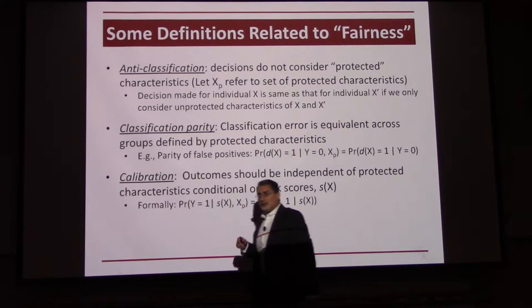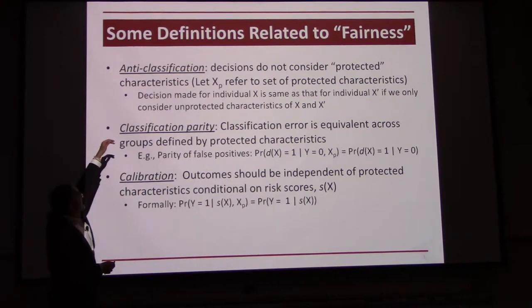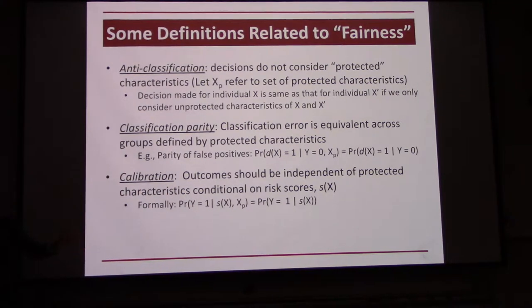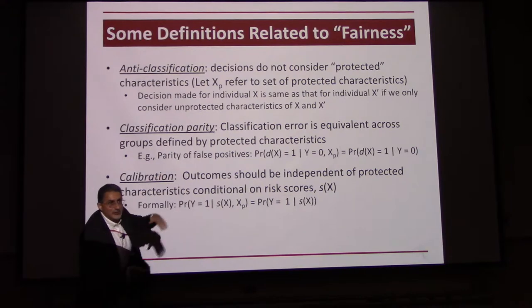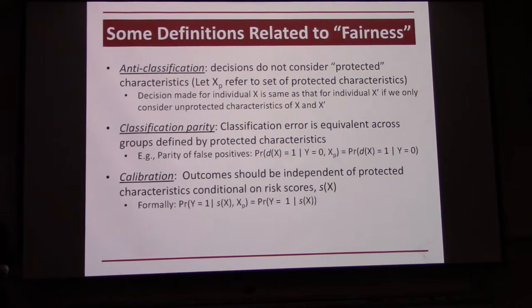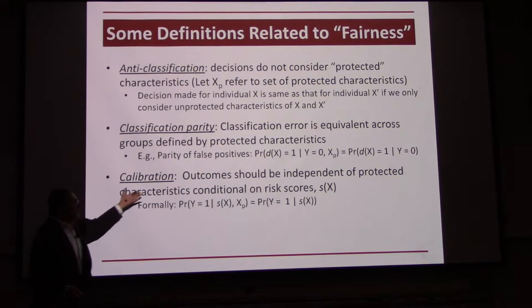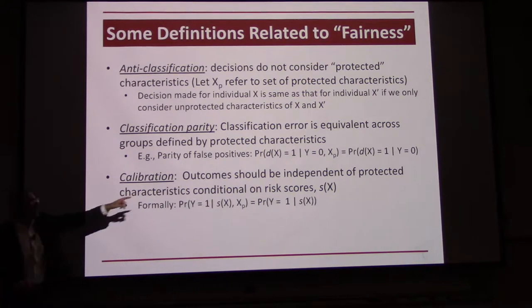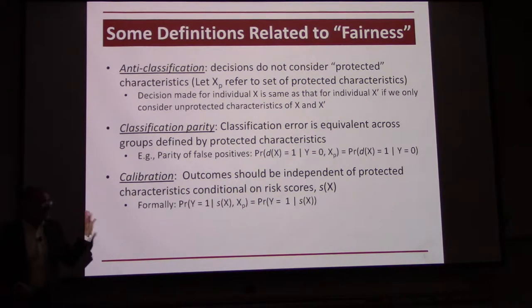Then there's a notion of calibration, right? I mean, classification seems reasonable. There are these protected characteristics. Classification parity, your error rates should be equivalent across different groups, seems reasonable. Then there's this notion of calibration. Calibration says the outcome should be independent of protected characteristics conditioned on a risk.